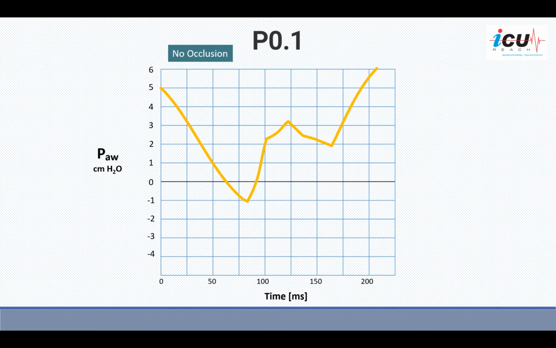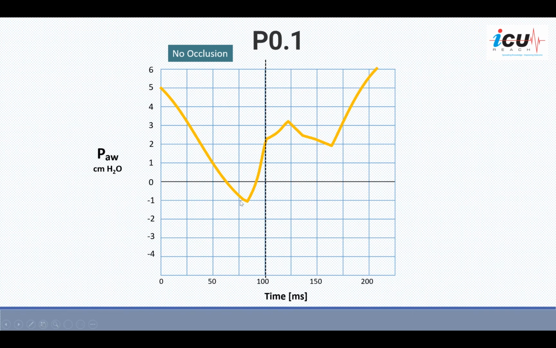Now in the newer ventilators, number one, the ventilators are much more responsive than the older ones in terms of the sensitivity to the trigger. And number two, the airways are not occluded. So here you have no occlusion. And this is specifically how the Hamilton G5 works.